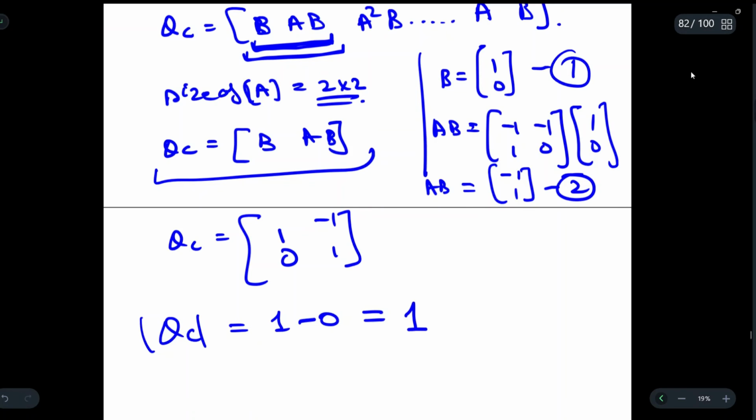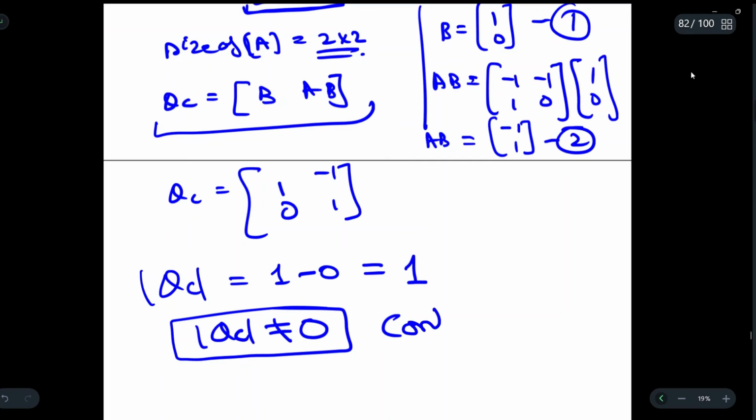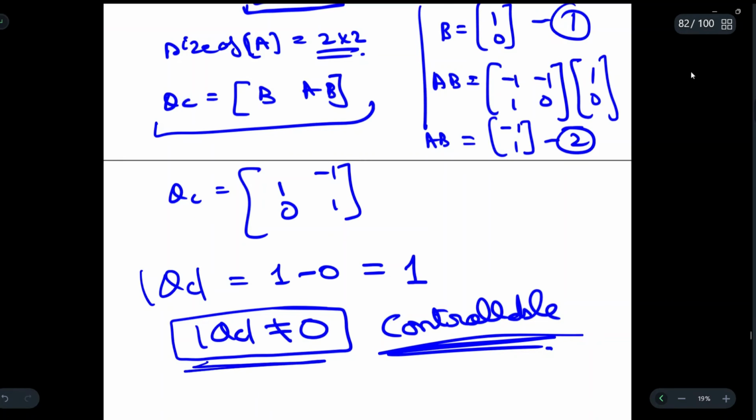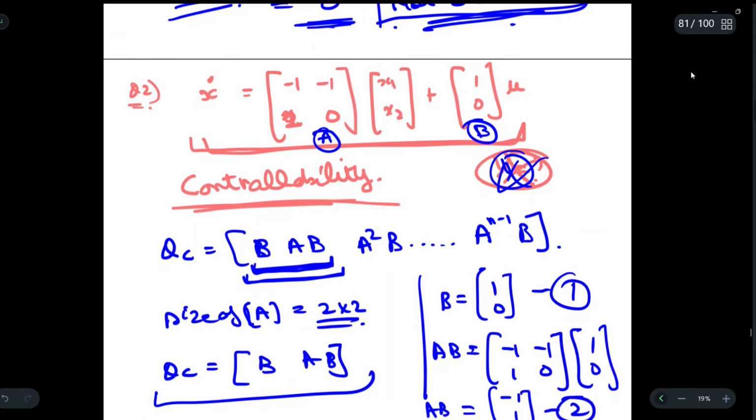Now we will observe that the determinant of QC is not equal to 0. So what we can say about this system is that it is a controllable system. As we had discussed earlier, if the determinant comes out not equal to 0, then we will write that the system is controllable. So this is a very simple concept of controllability and observability, and you will get the hang of it if you just try these two questions.